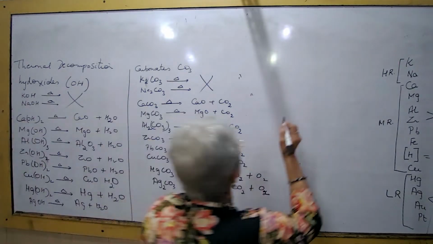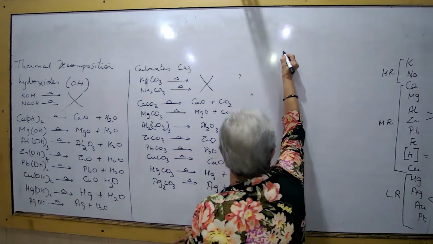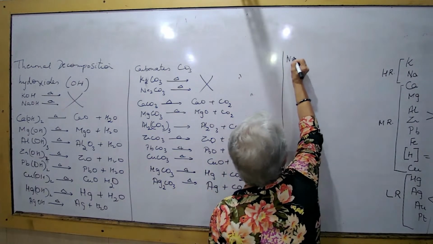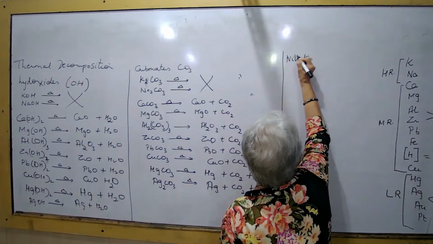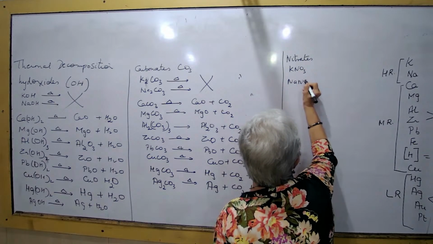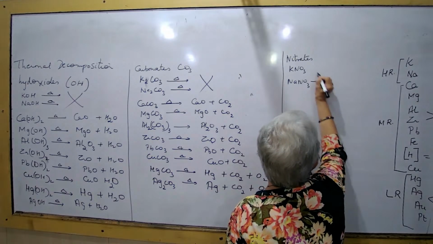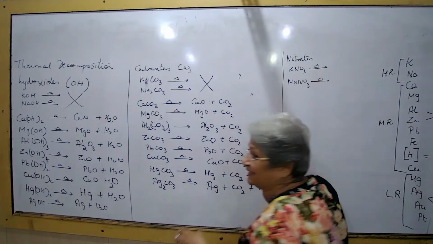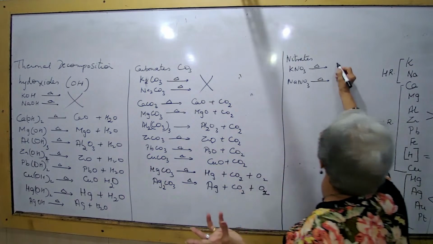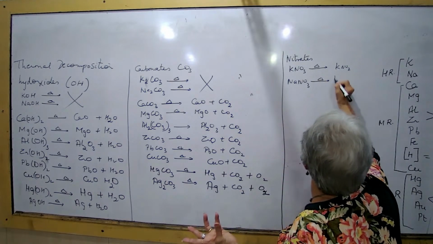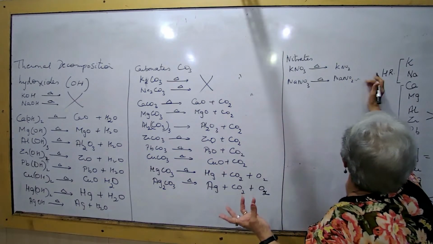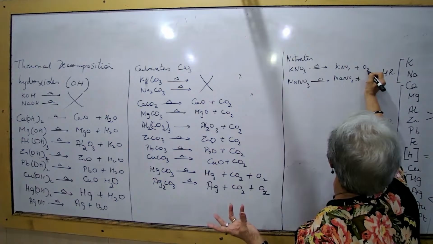Now we come to the next part: nitrates. Suppose you have potassium nitrate and sodium nitrate. On heating, they will just melt. And what are you going to get? KNO2, nitrite. NaNO2, nitrite. Plus oxygen.